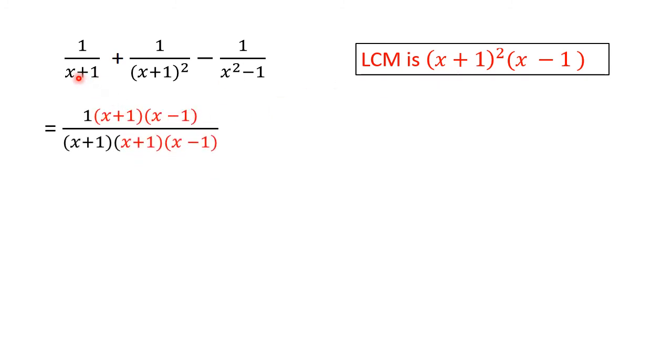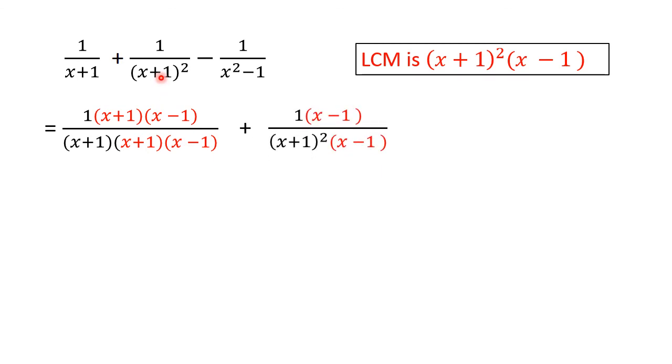So therefore, already we have x plus 1. Then when we are changing the first denominator into this LCM, we'll multiply by the balance part. So x plus 1 is available. So we need one more x plus 1 and x minus 1. Therefore we are multiplying the first one by x plus 1 into x minus 1.